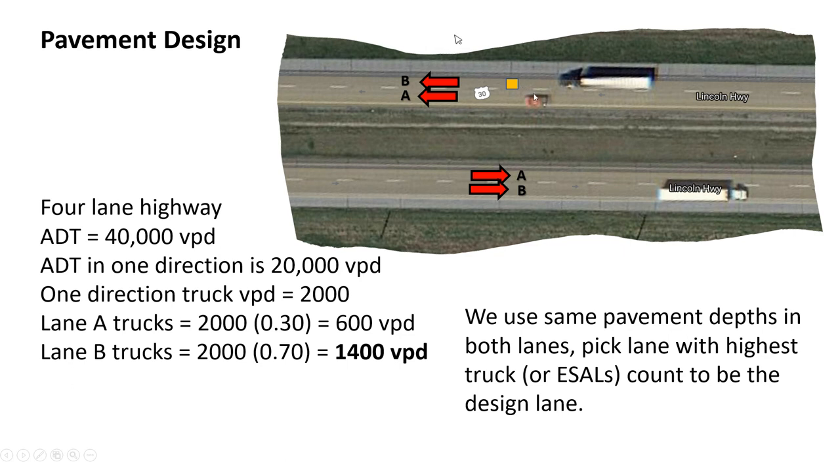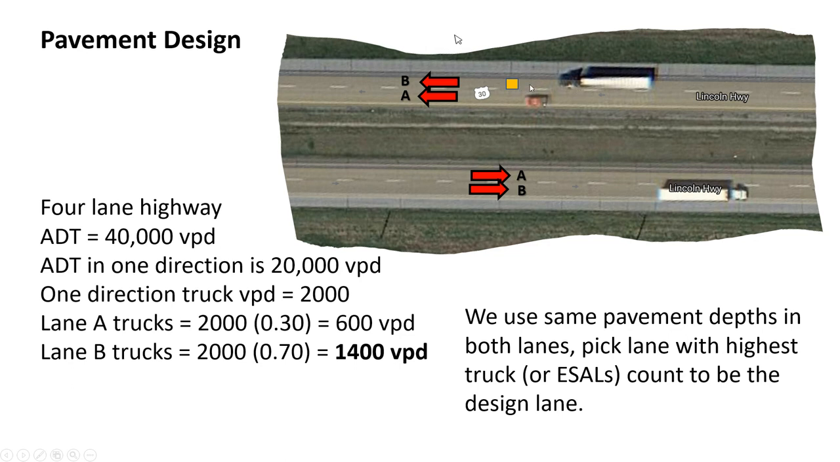Now, we're going to build both lanes the same, and that's a constructability issue. We can't change pavement depths halfway through the road. Well, maybe you can, but that creates a ton of problems, so we never do. Whatever depth we're using in the right lane, we use in the left lane, but we only care about trucks in the design lane, and the design lane is the lane that has the most trucks in it. And so in this case, it's B.